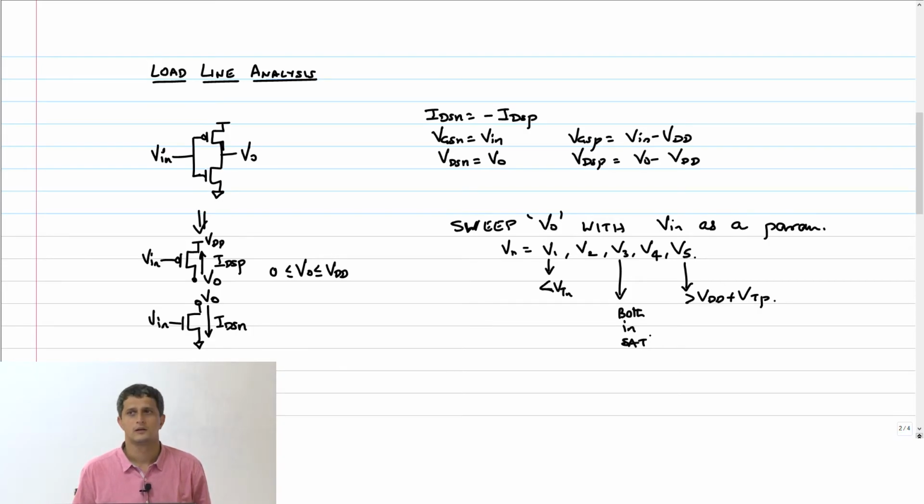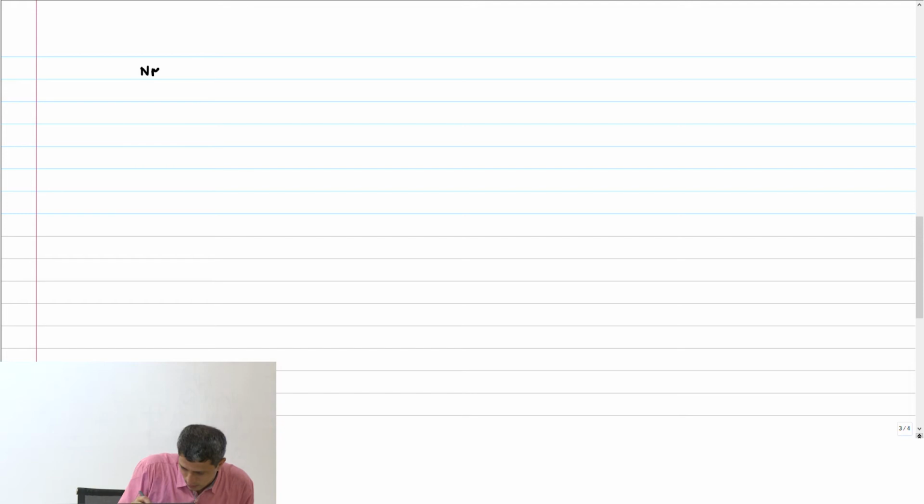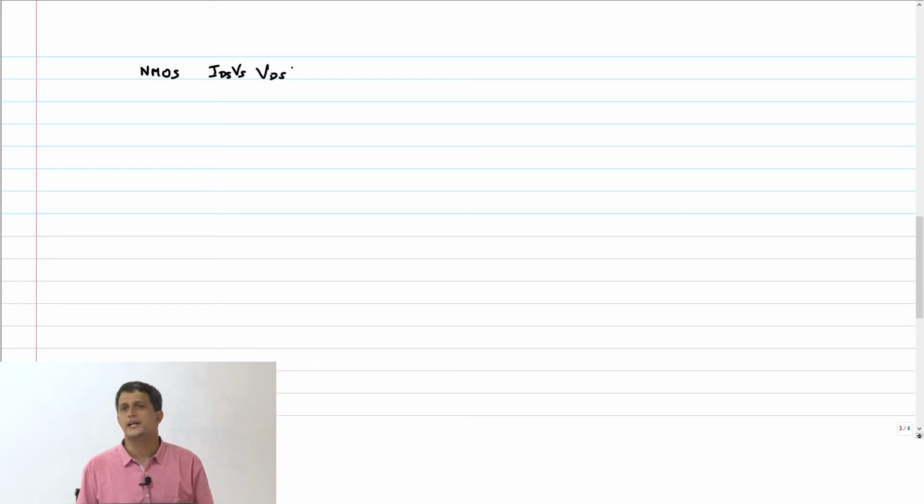Clear? Okay, yeah. So now what I want to first do is to plot my NMOS current. NMOS ID versus V out, right? I will say IDS versus VDS actually. What is VDS for the NMOS? It is V out. So there is no big thing there.